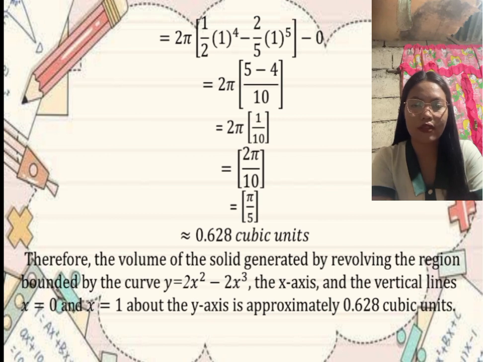So therefore, the volume of the solid generated by revolving the region bounded by the curve y is equal to 2x squared minus 2x cubed, the x-axis and the vertical lines x is equal to 1 and x is equal to 0, about the y-axis is approximately 0.628 cubic units.